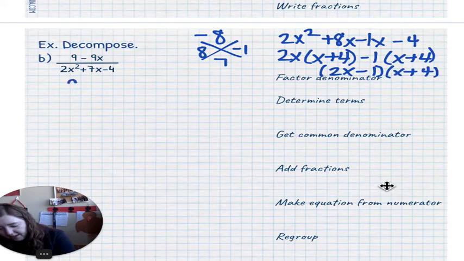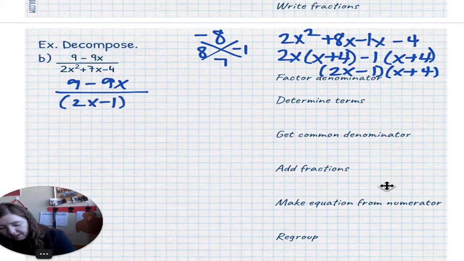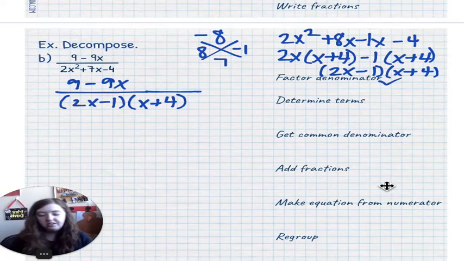So we have 9 minus 9x over 2x minus 1, x plus 4. All right, so we factored our denominators. Now we want to determine our terms.